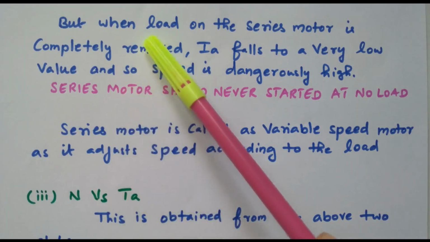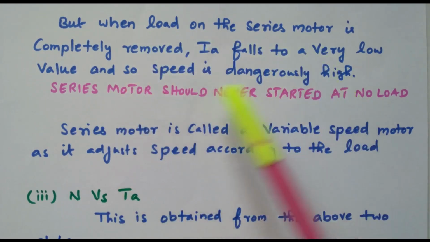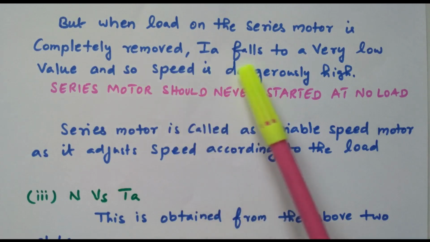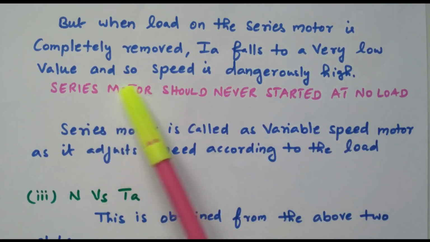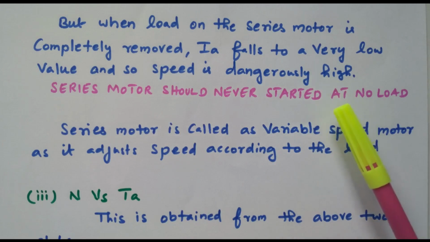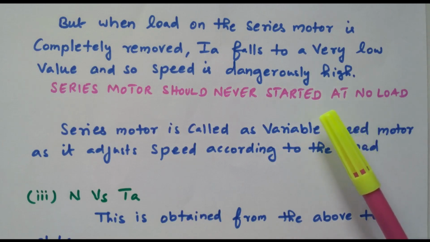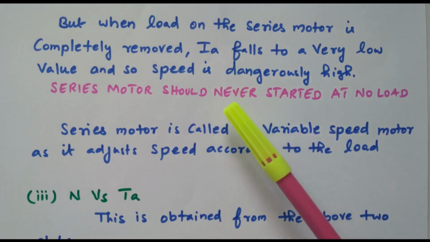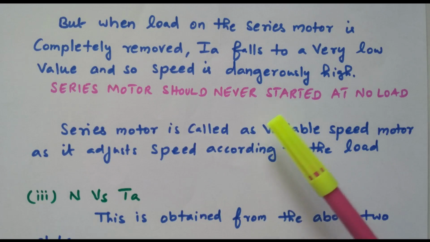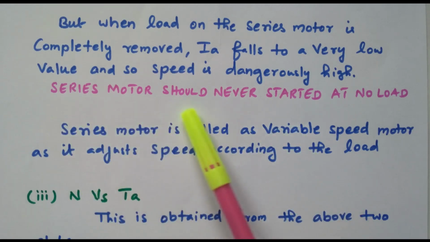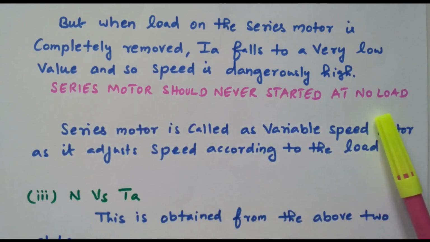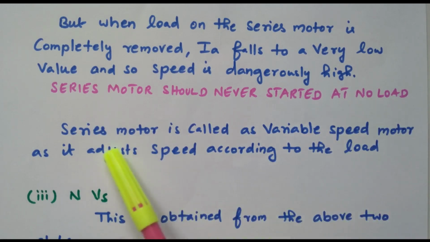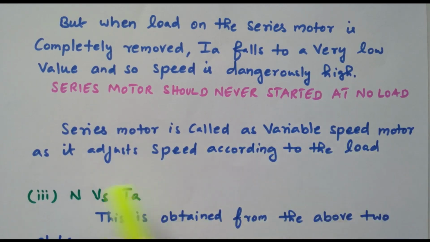But when the load on the series motor is completely removed, Ia falls to a very low value and the speed is dangerously high, because if it is started without the load, the Ia is a very small value, so the speed will be enormously high. So a series motor should never be started at no load condition. It is always started with the loaded condition. The series motor is called a variable speed motor, and it adjusts the speed according to the load.